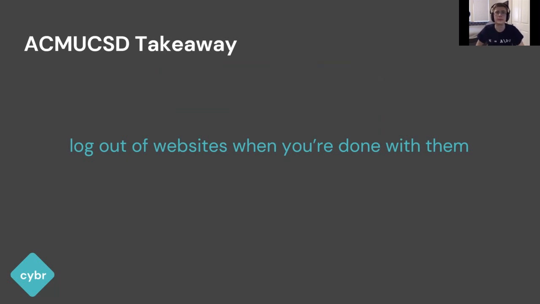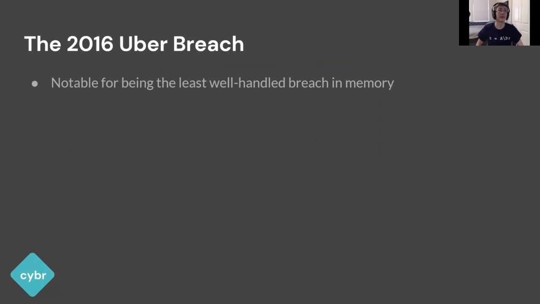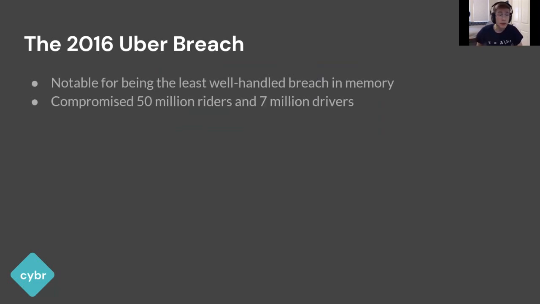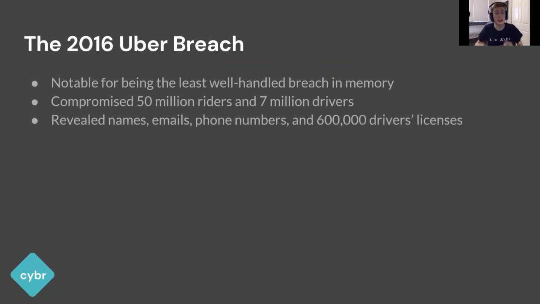Okay, you ready? Let's talk about the 2016 Uber breach. This is one of my favorite data breaches to talk about because it is probably the least well-handled data breach of information in all of memory that I know of. They really screwed this one up. For one thing, the amount of data that was compromised was about 50 million riders and 7 million drivers, and included things like names, emails, phone numbers, and about 500,000 driver's licenses. Not things that you want just out there, for sure. So that was a goof up.